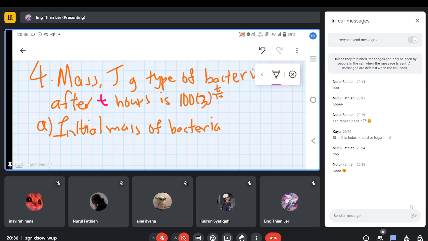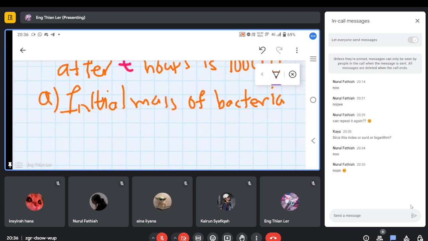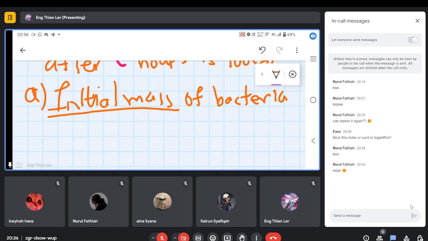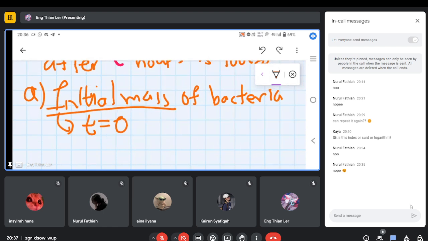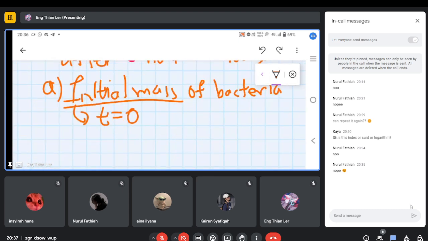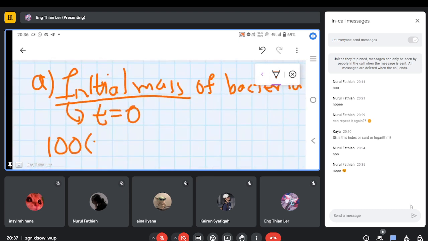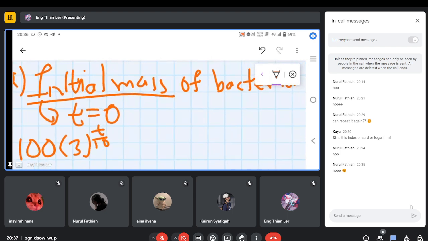It's like when we do an experiment, we find the initial value and the final value. So the initial will be t equal to 0. Every time you see initial, remember that t equals 0 at the start of the experiment. So we have this information. We just substitute t equal to 0 into the formula: 100 multiplied by 3 to the power of t over 10. But t equals 0, right?